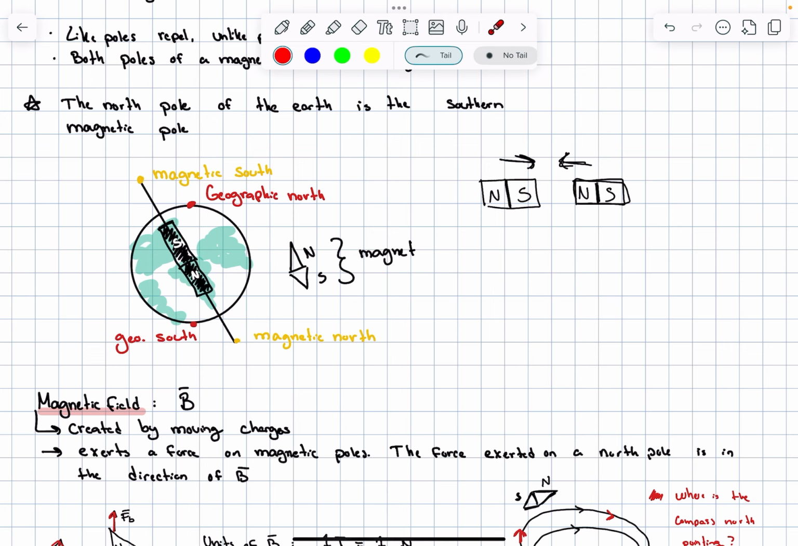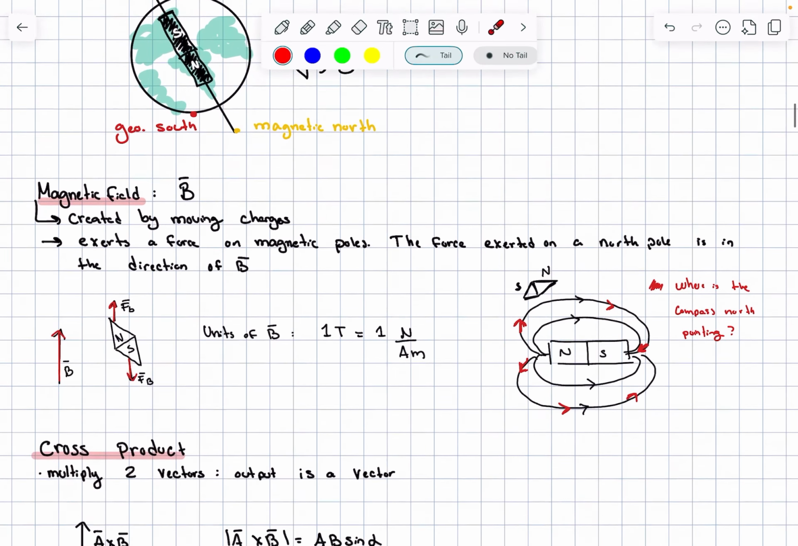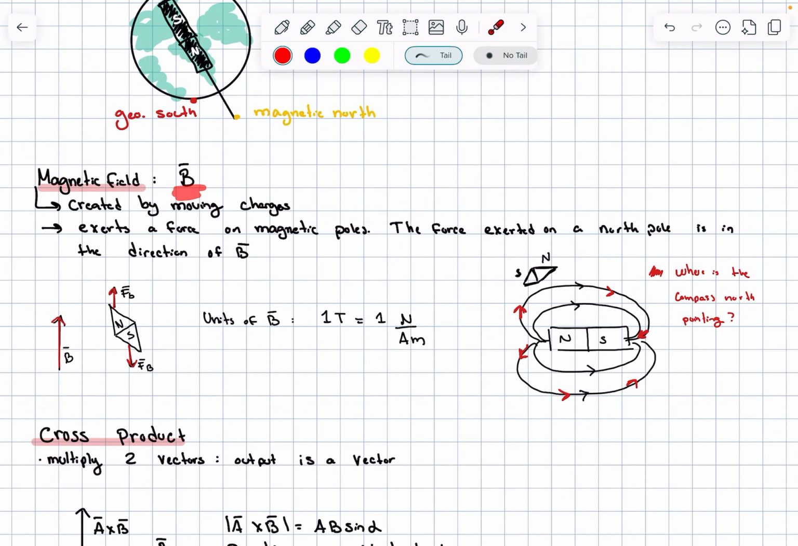Now you see that there's a difference in this angle between the geographic north and the magnetic south. That just has to do with the fact that the Earth's magnet does not perfectly align with the Arctic and the Antarctic. It's actually shifted a little bit here. Now we call the magnetic field B, and it's created by moving charges. We'll see this next week.